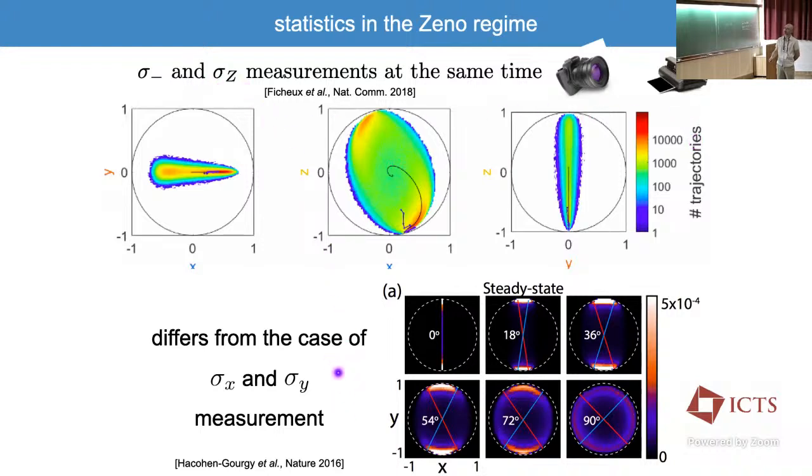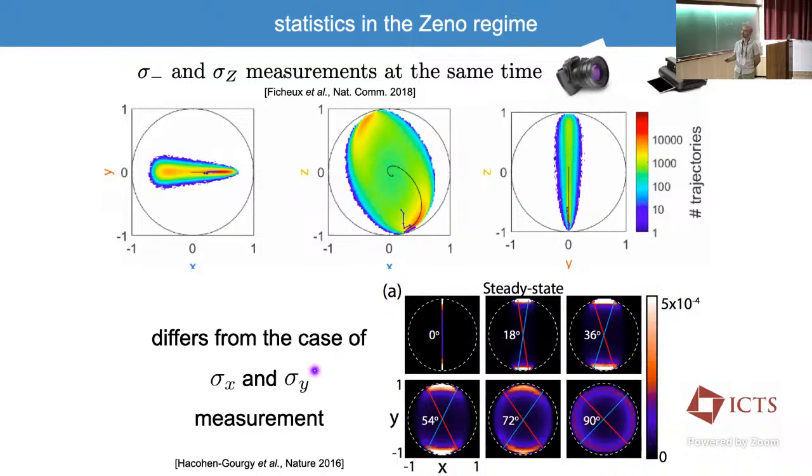I'd like to point out that there has been, 2 years before, a beautiful paper by the Berkeley group that measured both sigma x and sigma y. So not measuring really sigma minus as we did. It's measuring really sigma x and sigma y continuously using sidebands of the cavity. And here what they measure. So if you measure sigma x and sigma y and look at the statistics of the trajectories on the equator, you see that there's a diffusion owing to the kicks of the back action of the measurement, a diffusion of the trajectories around all the equator.